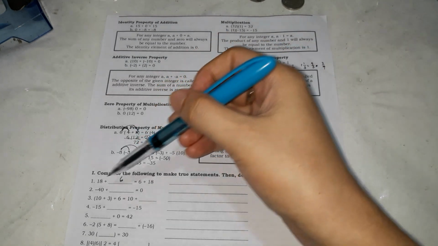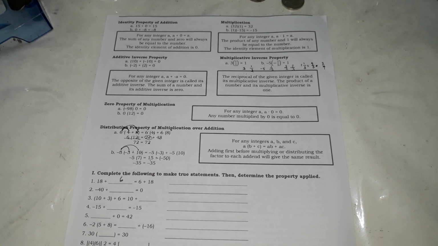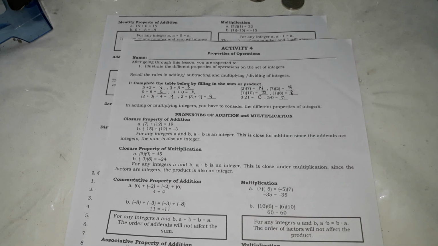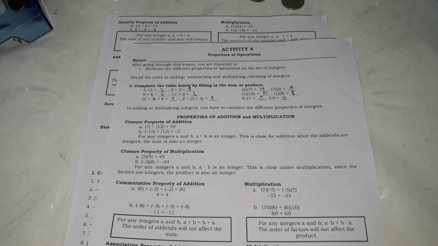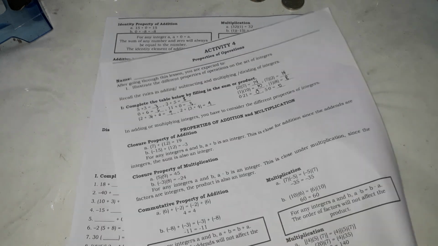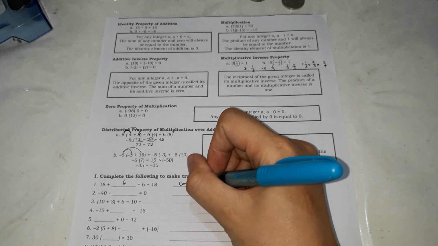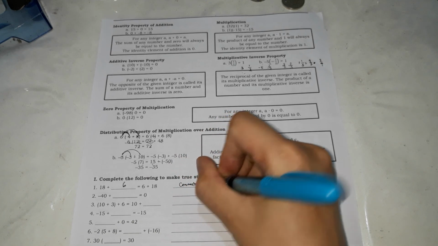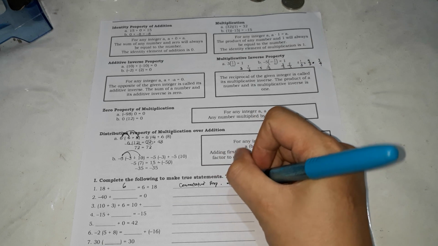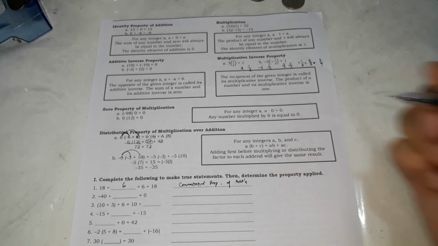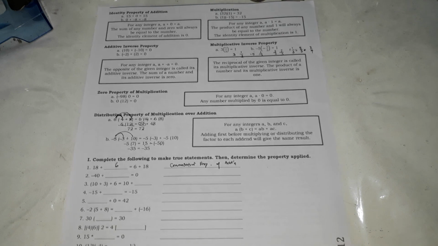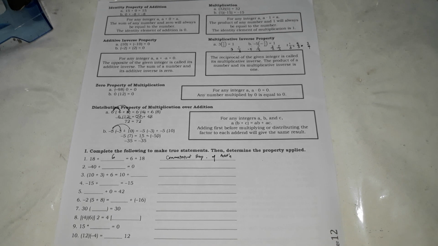So, kapag binaliktad, anong tawag sa property na yon? It's commutative property of addition. Commutative, the usual pronunciation for Filipinos, but for some, it's pronounced differently. So, this is commutative property of addition. So, that's for number 1. So, you could continue answering from 1 to 10. Thank you and God bless.